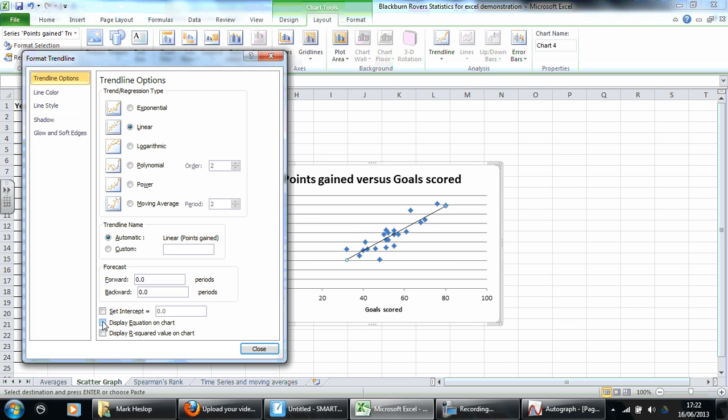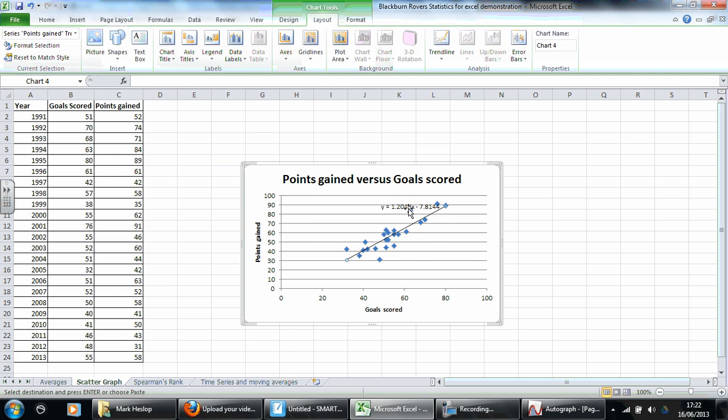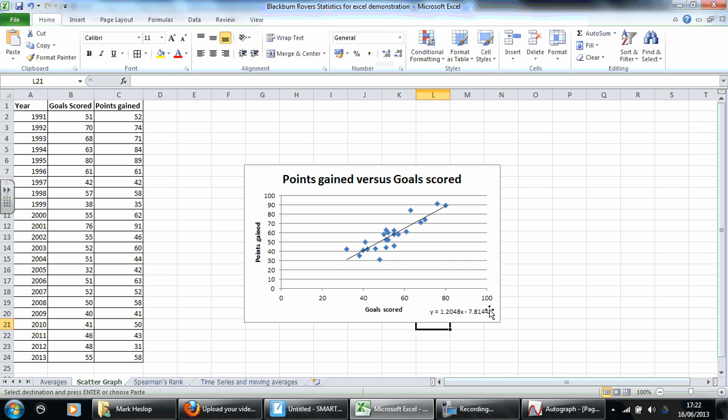If you just tick display equation on chart, I've got my linear line of best fit. There we have the line of best fit and the equation of it. I'll just move it so we can see it better. You might want to put it wherever you want. That is the equation of our line of best fit, and that is our line of best fit.